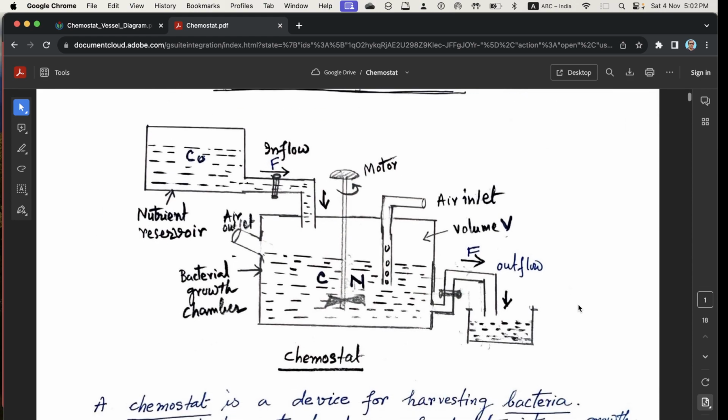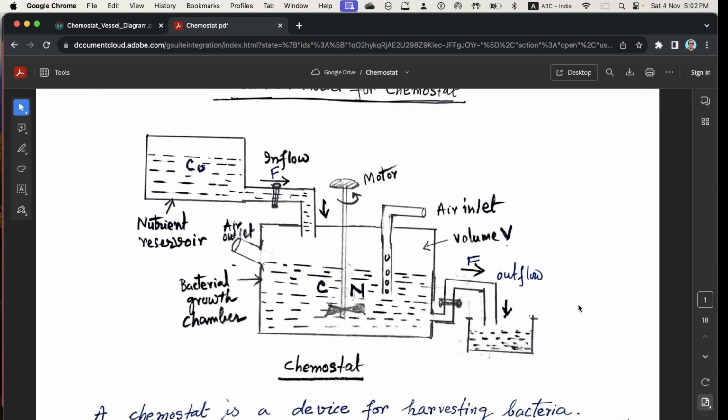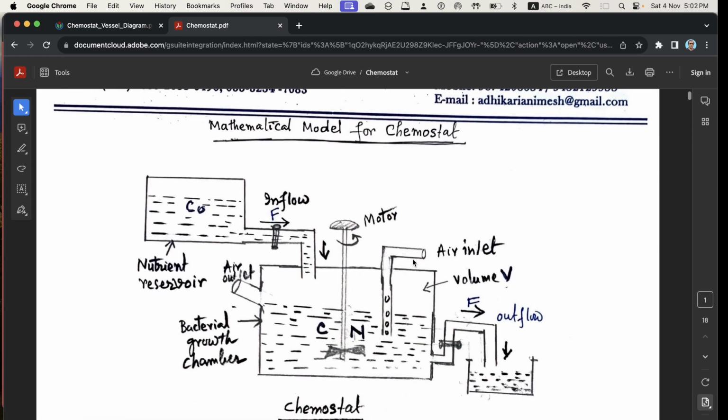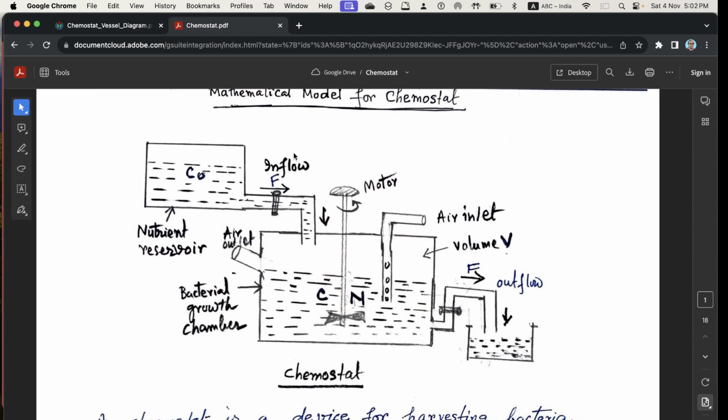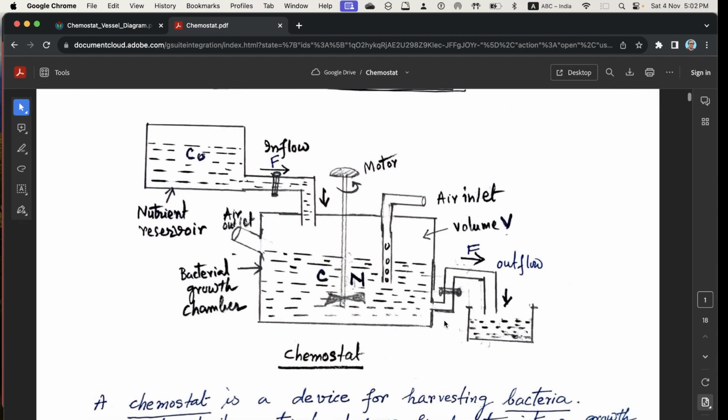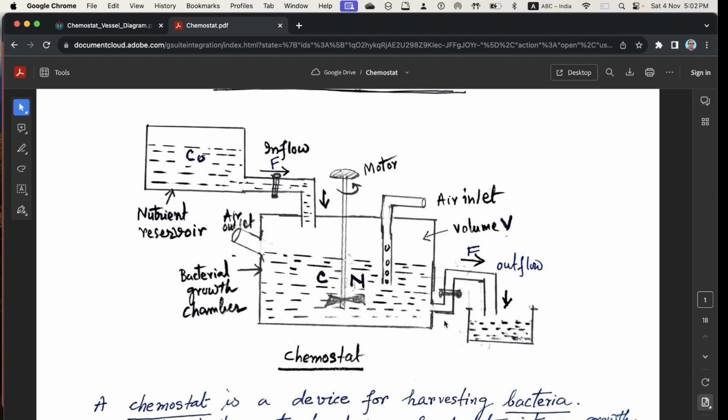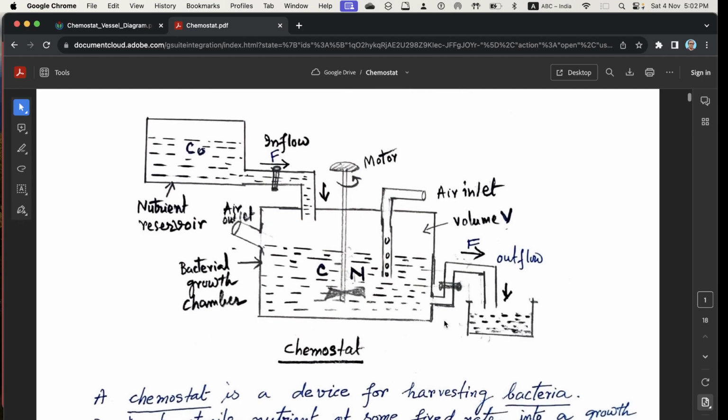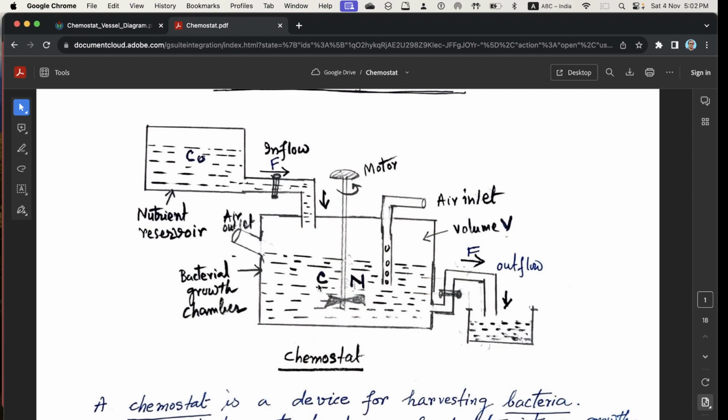What is a chemostat? A chemostat is this type of model. Actually, this is a device for harvesting bacteria or microbes. Now we pump sterile nutrient at some fixed rate into a growth chamber.